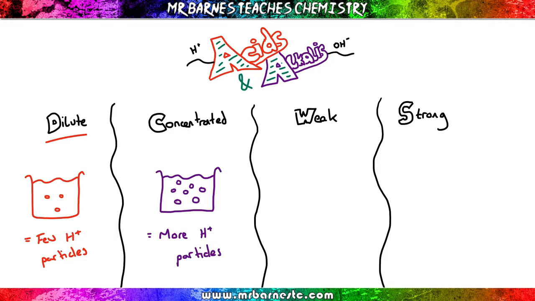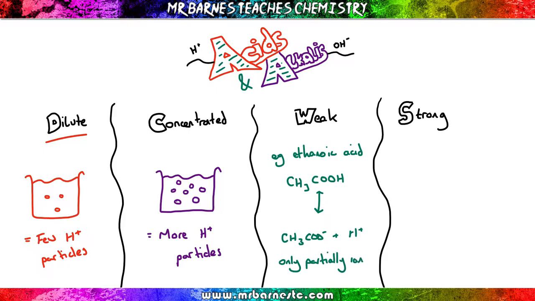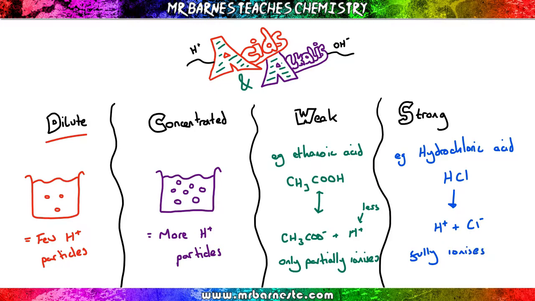When we get onto weak and strong acids, if we start off with weak, for example, ethanoic acid, which has got the formula CH3COOH, when that goes into solution, it will dissociate or ionize only partially. So it splits into its ions, and you're going to have very few H plus ions. When you have a strong acid, for example, hydrochloric acid, it fully ionizes. So it turns from HCl into your H plus and your Cl minus ions. So what that means is you have a lot more H plus ions in your solution.